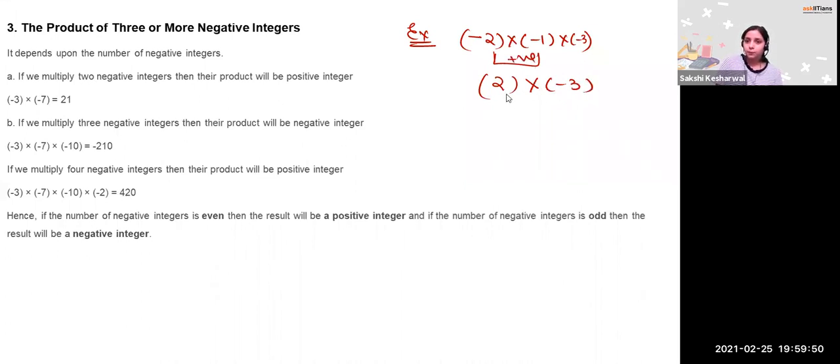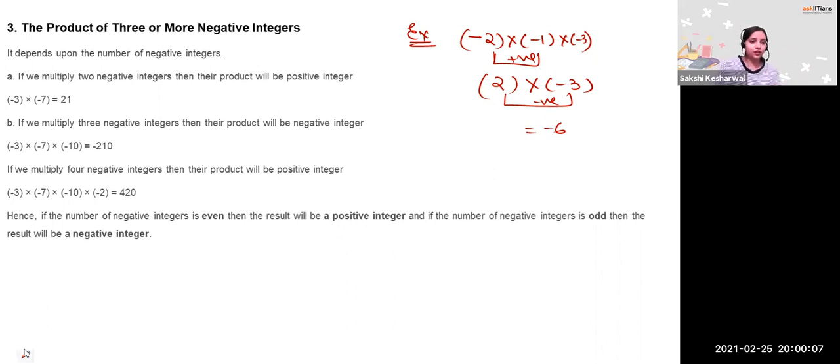This will be positive. Now positive into negative will be what? Negative. So your answer is minus 6. That's it, right? So what happened? If you just multiply two negatives, the answer will become what? Positive. So that's it.